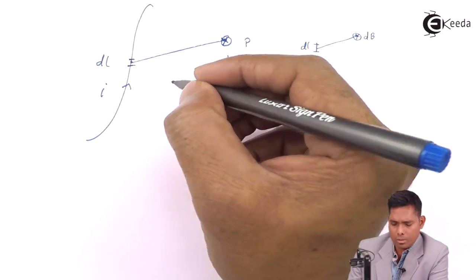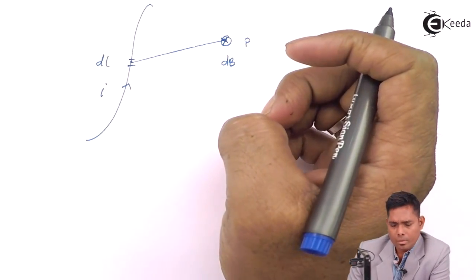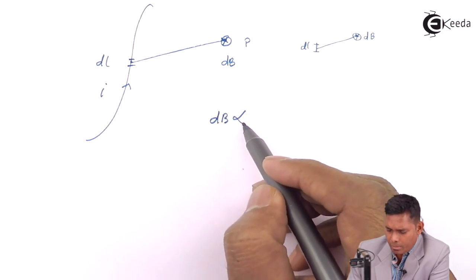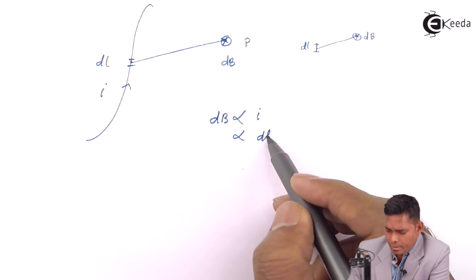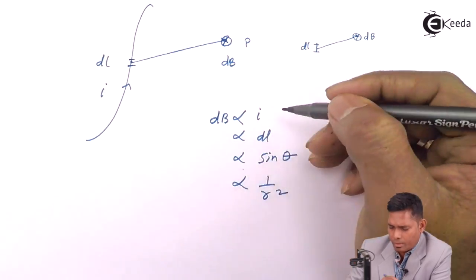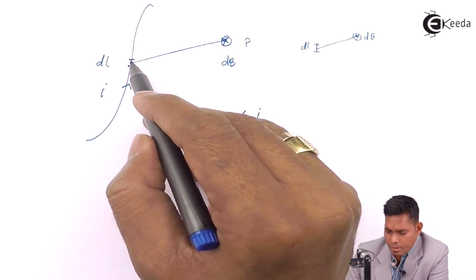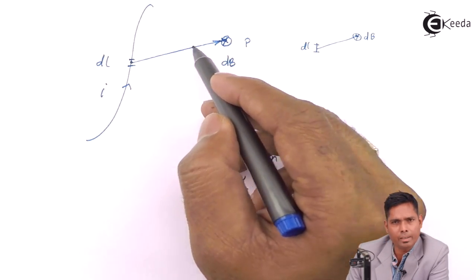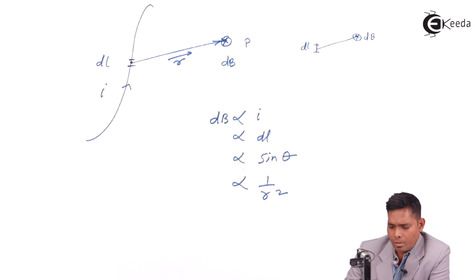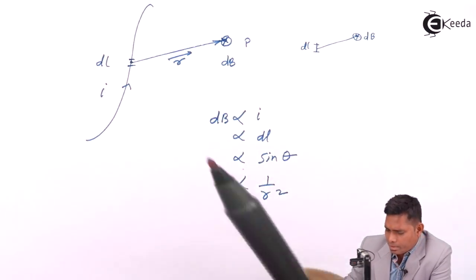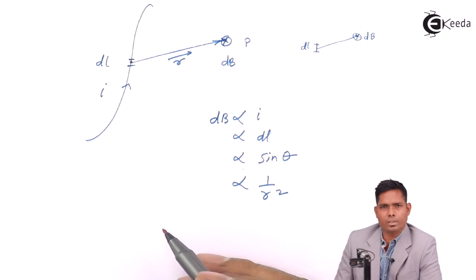So you have to think of integration, because the Biot-Savart law states that dB is proportional to I dl sin theta upon r square. This is what we have just written. This direction is always towards the position where you want to find the magnetic induction. There is a position vector r, and the current is in this direction.